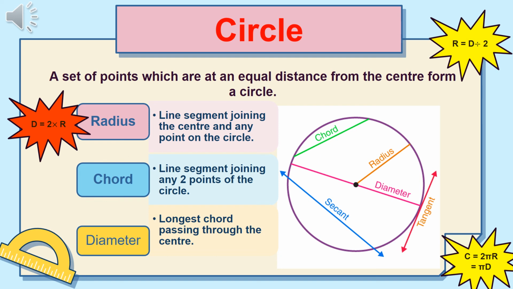Remember your formulas? R or radius is equal to diameter divided by 2. Diameter is equal to 2 multiplied by radius. And of course, circumference C is equal to 2 multiplied by pi multiplied by r, or can also be written as pi multiplied by d.